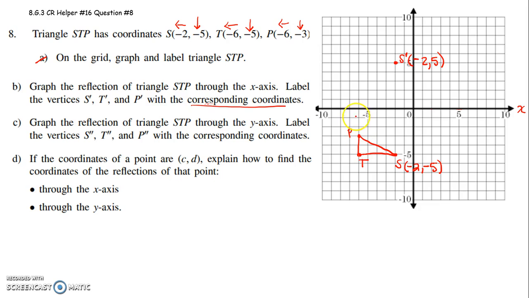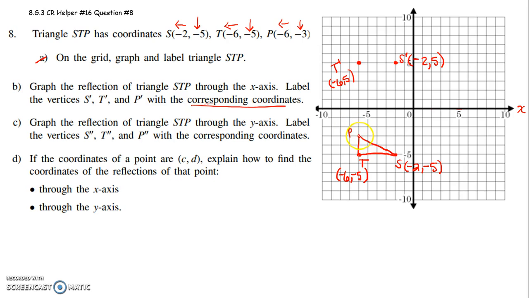T is 5 below the x-axis. So for T prime, I'm going to plot 5 above the x-axis. And T prime will have coordinates (-6, +5). The original T had been (-6, -5). So hopefully you can see the x coordinate remained exactly the same and the y coordinate changed sign when I'm reflecting over the x-axis. And finally, let's plot P prime.